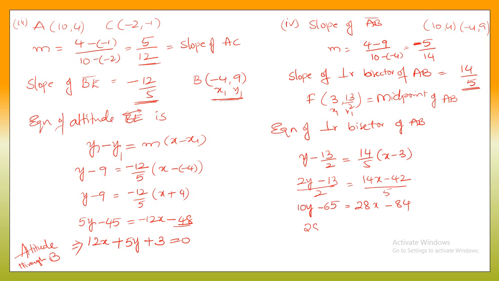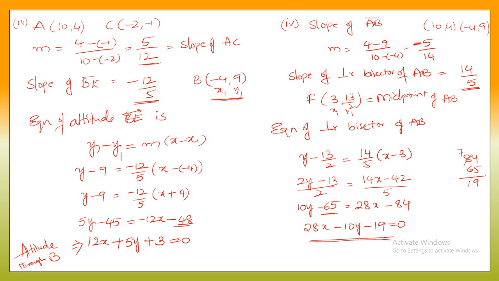Now transposing everything, 28x minus 10y, and minus 65 when transposed becomes plus 65, so 84 minus 65 gives 19. That means this becomes minus 19 is equal to 0. So the perpendicular bisector of the given line is 28x minus 10y minus 19 is equal to 0.